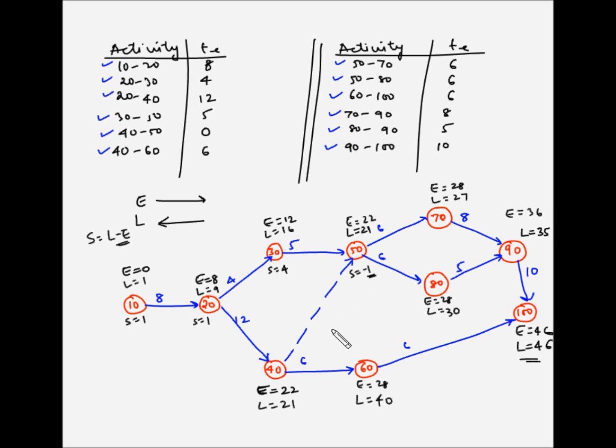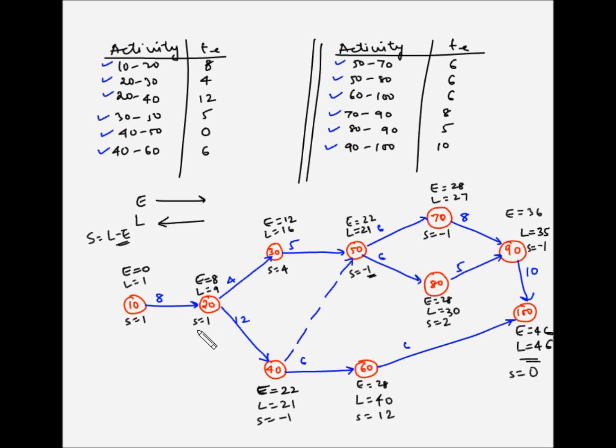We'll understand what minus 1 means a little bit later. For event number 40, slack is equal to 21 minus 22, which is again minus 1. For event number 60, slack is equal to 40 minus 28, which is 12. For event number 70, slack is equal to 27 minus 28, which is again minus 1. For event number 80, slack is equal to 30 minus 28, which is 2. For event number 90, slack is equal to 35 minus 36, which is again minus 1. And for event number 100, slack is equal to 46 minus 46, which is 0.